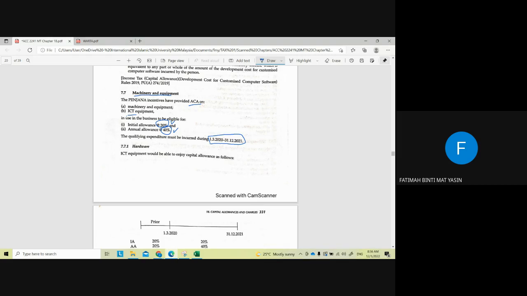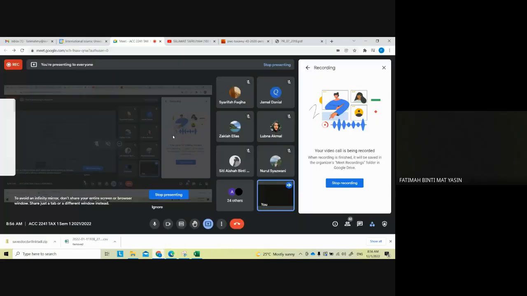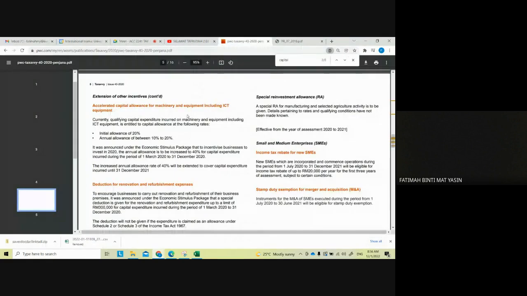You can also read the details. You can just search about this on the internet, and you can find a lot regarding this. For example, we have this one provided by PwC: accelerated capital allowance for machinery and equipment, including ICT equipment. It's basically the same as the one that I have mentioned earlier.